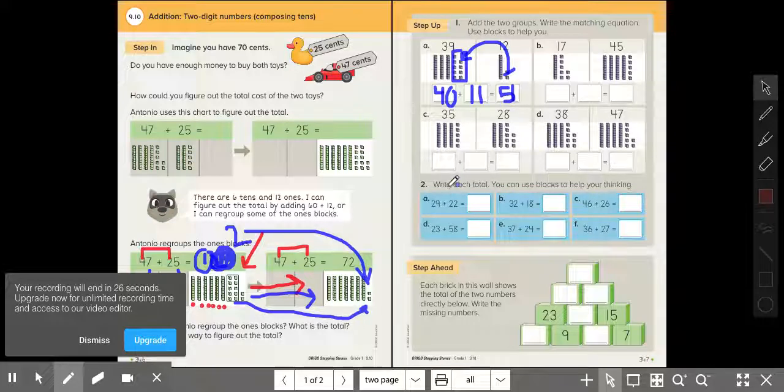Same thing down here. If you need to draw it out, definitely feel free to. That can help.